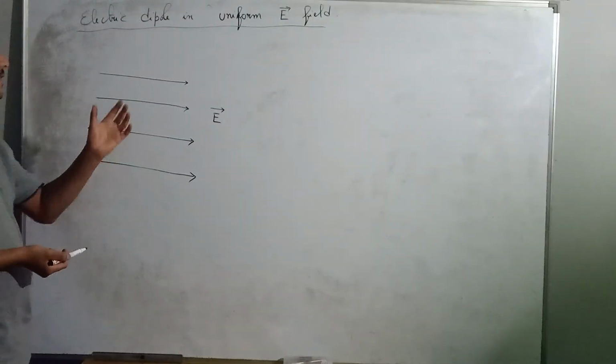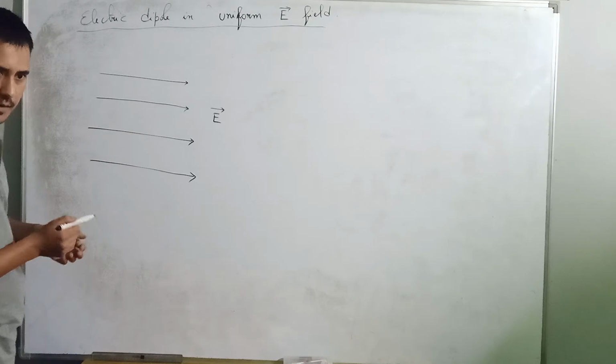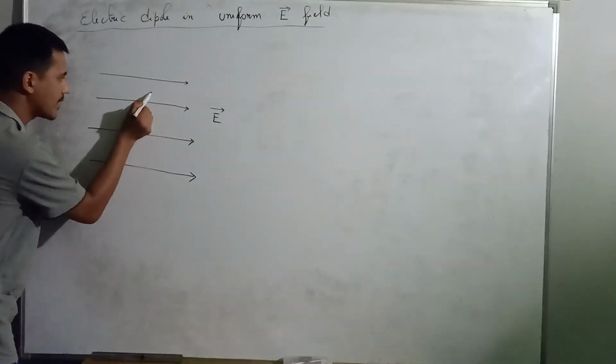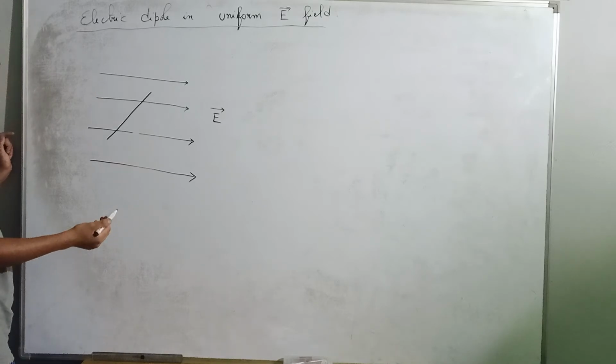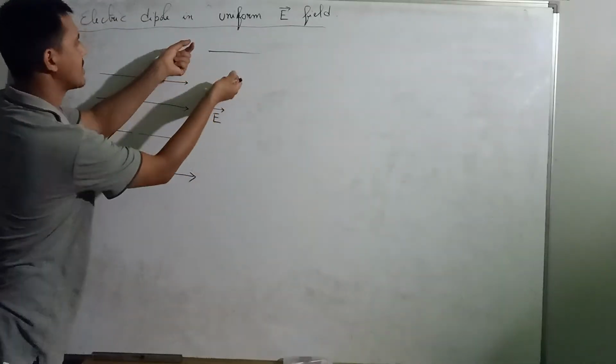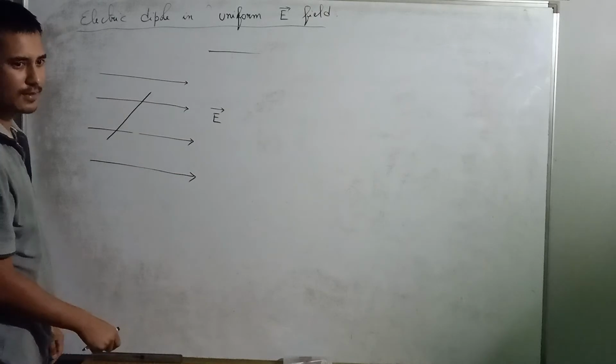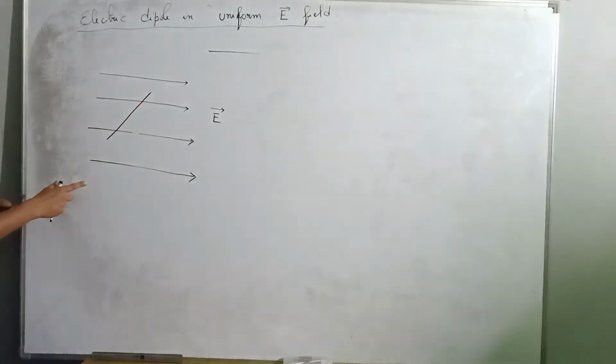I'm going to place an electric dipole over here. Is it okay? I can place the dipole. Can I place the dipole in this way? It's alright. The dipole is like this. I can keep the dipole in this way, okay?